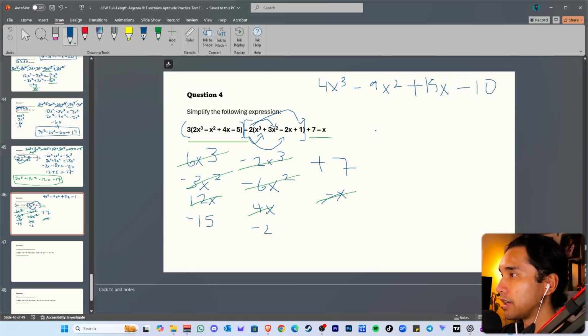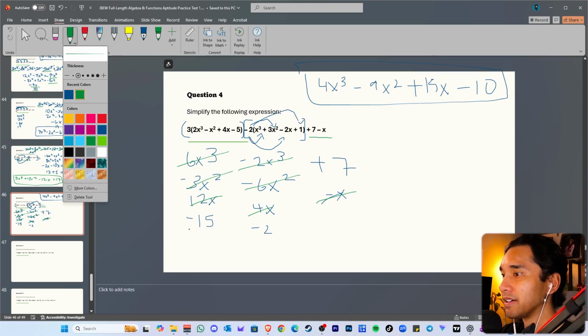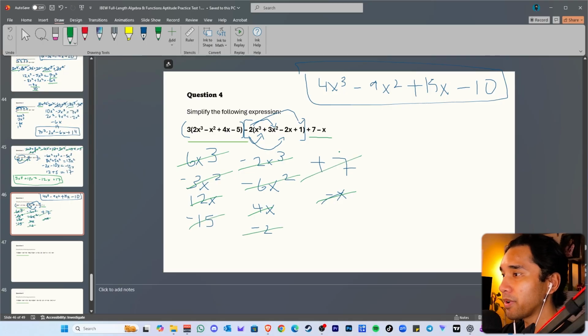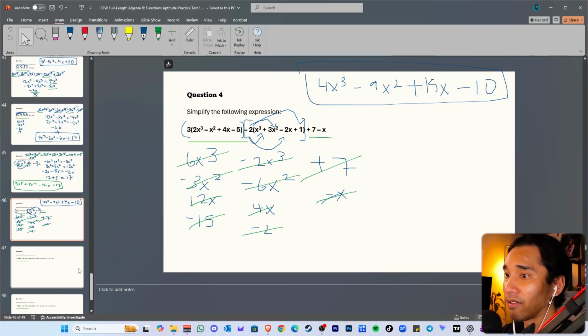Boom. And that is our simplified expression: 4x cubed minus 9x squared plus 15x minus 10. All right, at this point, you're getting it. And also, at this point, I think that is the hardest that the test will go. But they might throw a curveball.